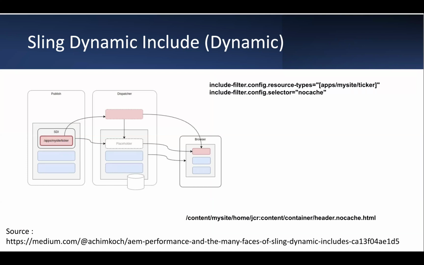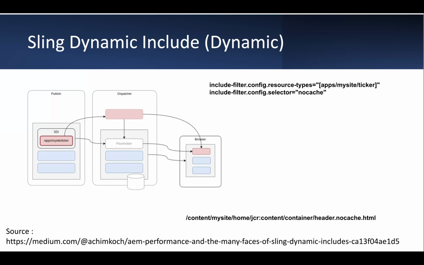So the next point is Sling Dynamic Include. At times we have a page where one or another component needs to pull data dynamically from the publisher. What I have generally seen in practice is that we go ahead and set no cache for the whole page, which won't cache the whole page, and the whole load goes onto the publisher, even when it's just one single component on that page which needs to be loaded dynamically. So in those cases, Sling Dynamic Include comes into the picture.